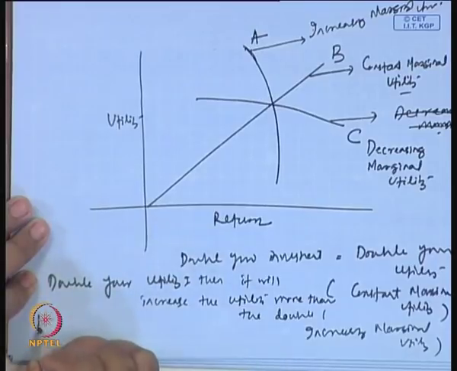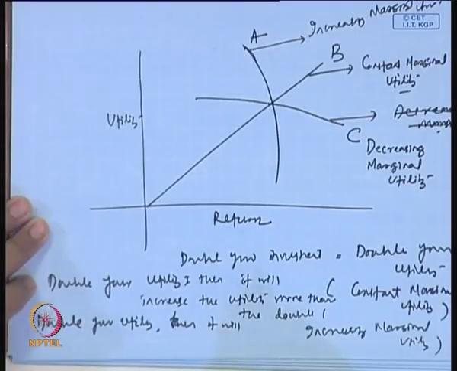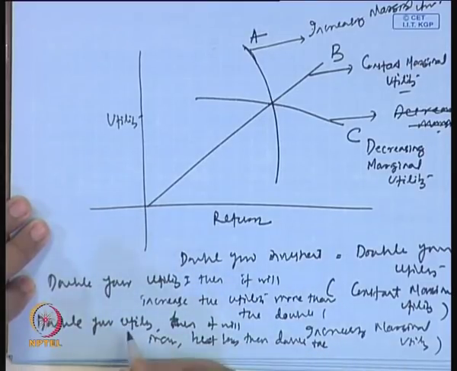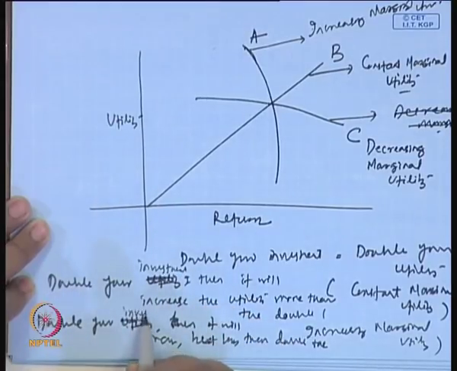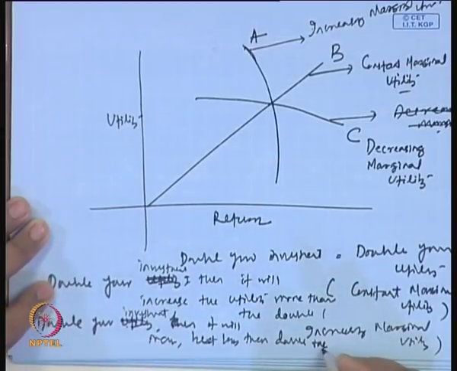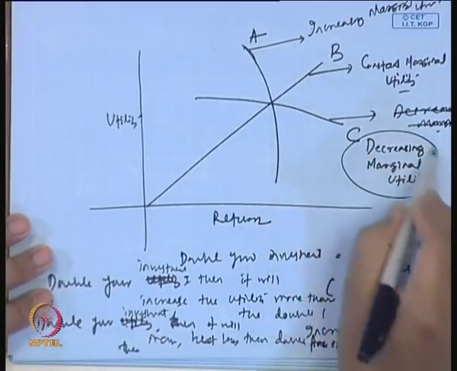And if you double your investment and the utility increases but by less than double, then it will be called the decreasing marginal utility.